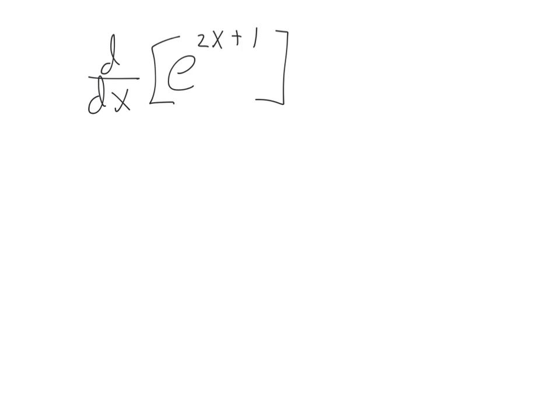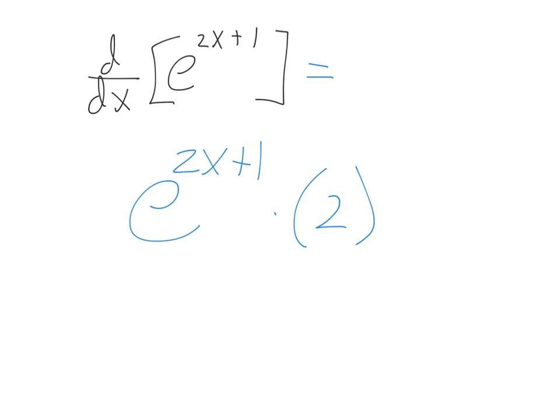Alright, so I have the derivative of e to the 2x plus 1. What does this equal? Well, according to my rule, it's going to be e to the 2x plus 1 times, well, what's the derivative of 2x plus 1? That's just 2. Again, e to the u right here, du right here. Simplified down, we could just say this is 2e to the 2x plus 1. Not that bad. Let's try some other ones.